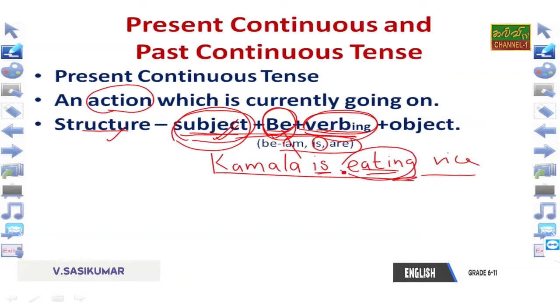Eating. So dear students, I expected thing here, currently going on. The action is currently going on. So that's why I have given example. So another example also, okay, will be provided by me here. You can see.